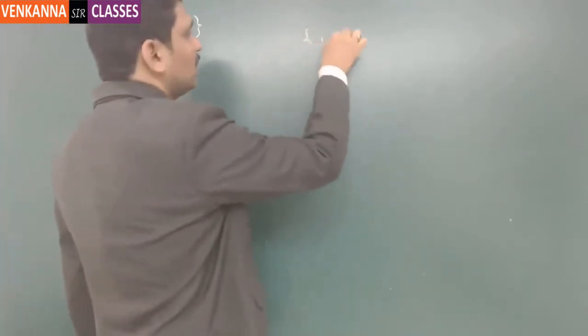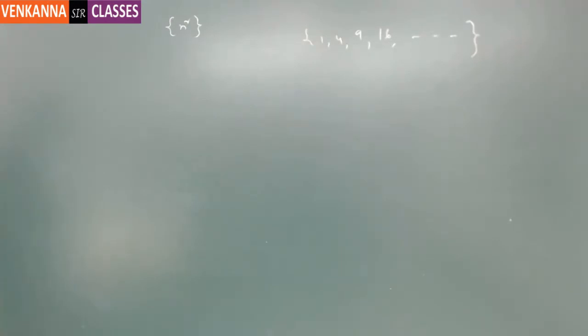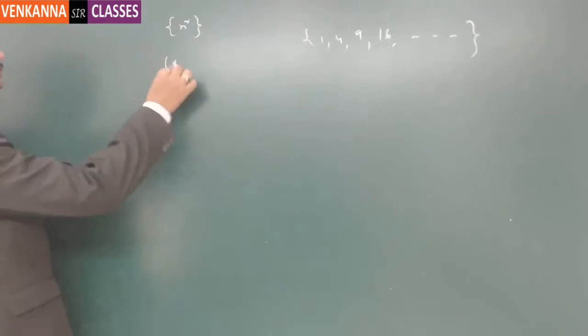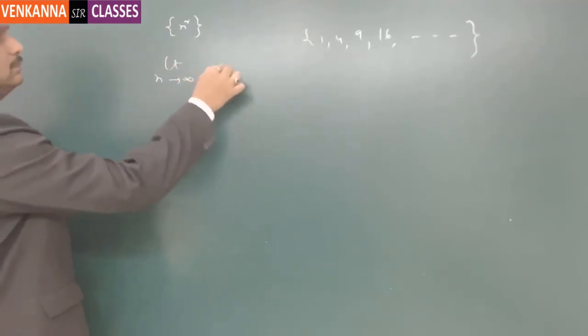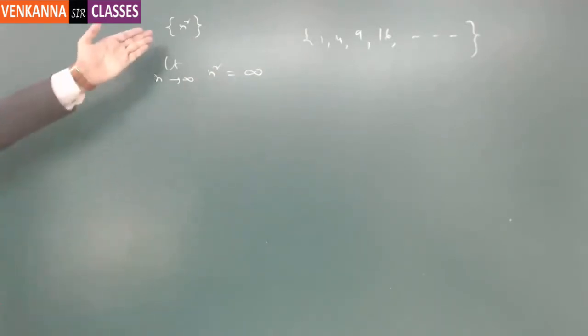Now you take the sequence n square. If you list out the terms of the sequence, it is nothing but 1, 4, 9, 16, and so on. So is it convergent or divergent? Can you find the lower bound and upper bound of this sequence? Is it possible? No, because it is divergent. We know that. Now I am proving that it is not a Cauchy sequence.